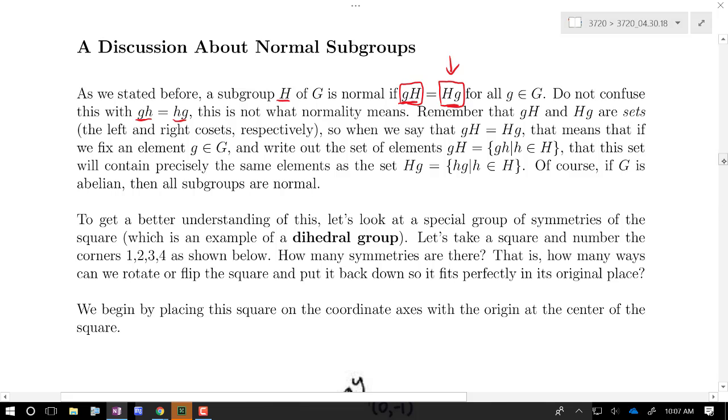So if G is abelian, then all subgroups are normal, because if G is abelian, then this is in fact true, and of course that would hold on a set basis.